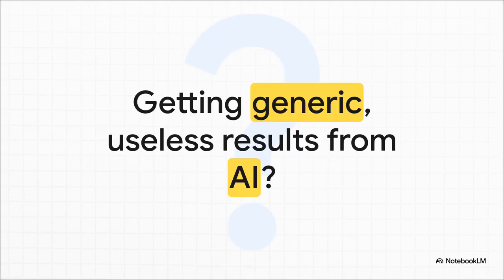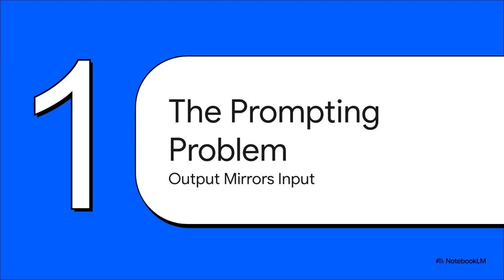So let me ask you, does this sound familiar? You ask your go-to AI tool for some brilliant marketing copy, or maybe a breakthrough idea, and what you get back is just robotic. It's unhelpful, and you basically have to rewrite the whole thing from scratch. If that sounds like you, trust me, you are not alone, and there's a really simple reason why this keeps happening. It all boils down to what we can call the prompting problem.